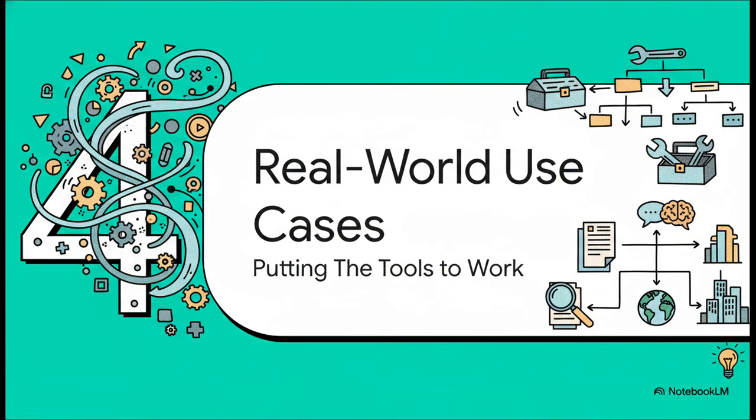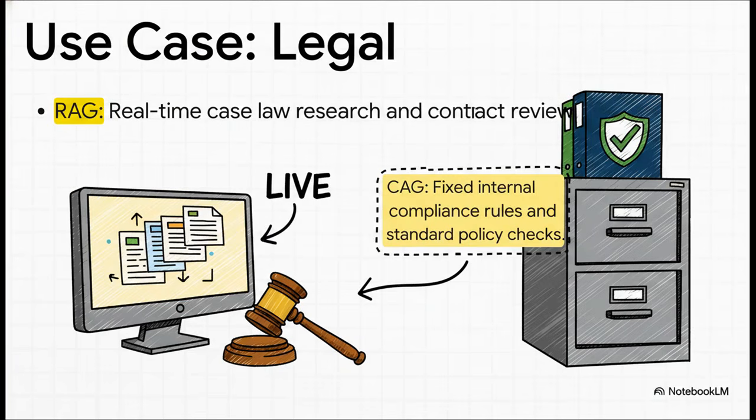Enough with the theory, let's see how this actually plays out in the real world. Okay, take the legal field. If you're a lawyer researching the absolute latest court rulings, you need RAG. There's just no question. The data is constantly in flux. But if you're just checking against your company's internal compliance rules, which almost never change, CAG is perfect. It can answer this same policy question thousands of times a day at maximum speed.